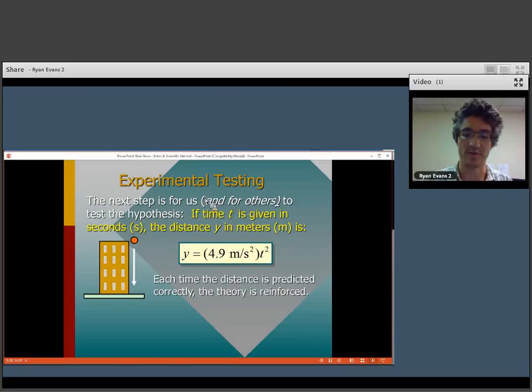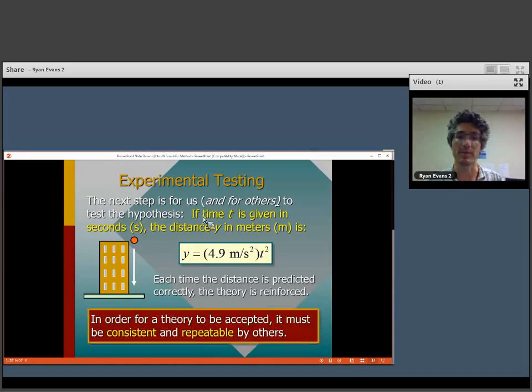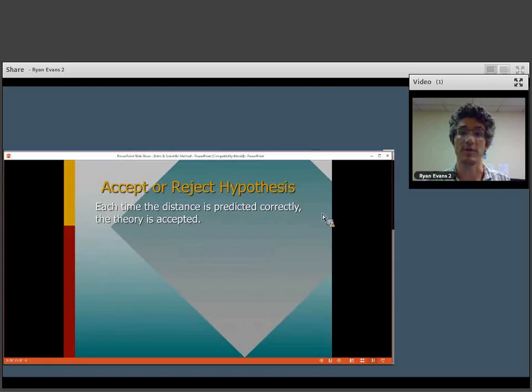So each time the distance is predicted correctly, the theory is reinforced. Each time the time is predicted correctly, the theory is reinforced. In order for a theory to be accepted, it must be consistent and repeatable by others. So if anybody uses the equation, they have to be able to use it and predict accurately. Given enough time and enough scientific investigation, this hypothesis can become a theory. So it's all about your data supporting or rejecting your hypothesis. Each time you test it, if it supports your hypothesis, your hypothesis continues.